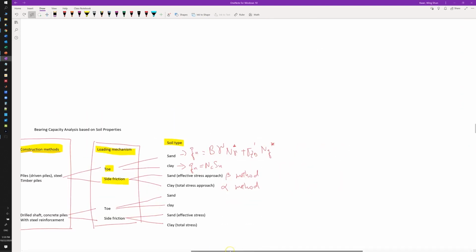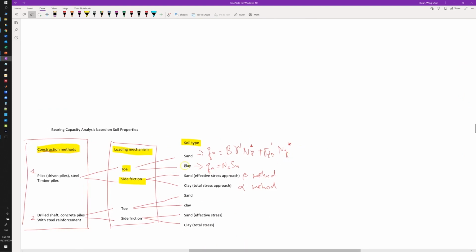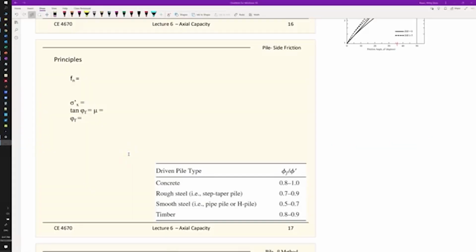So again, if we go back to our big picture, when you're doing driving piles, for the toe capacity in sand you use this approach, the Vesic type of bearing capacity equations. Be very careful of the maximum cap recommended by API, the American Petroleum Institute. Okay, so let's move on to talk about the side friction.